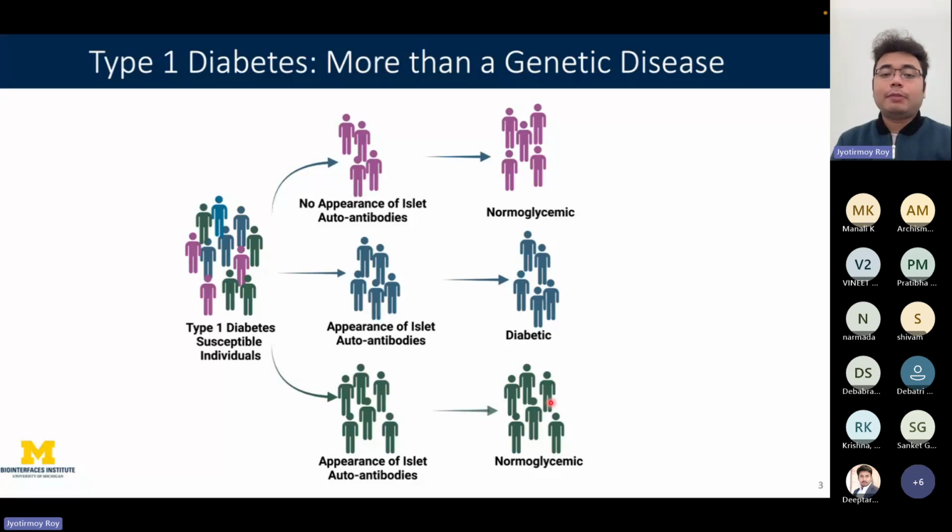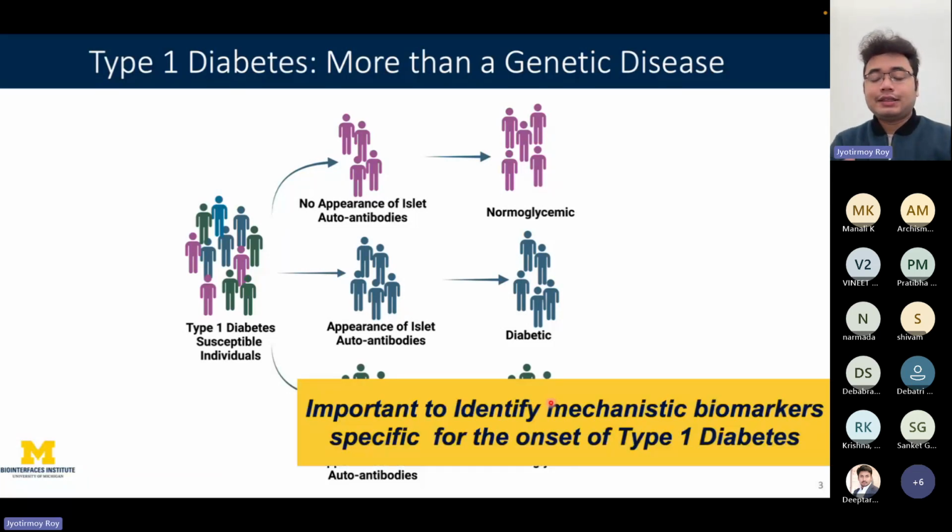That's why it's important to develop a biomarker panel which is more specific to the disease onset and not just a predictor of risk, so to speak. It's important to identify mechanistic biomarkers very specific for the onset of type 1 diabetes, because the current clinical tests based on blood-based autoantibodies tell you that you have those autoantibodies and there is a risk that you will become diabetic, but there is no direct confirmation that you will progress to type 1 diabetes.